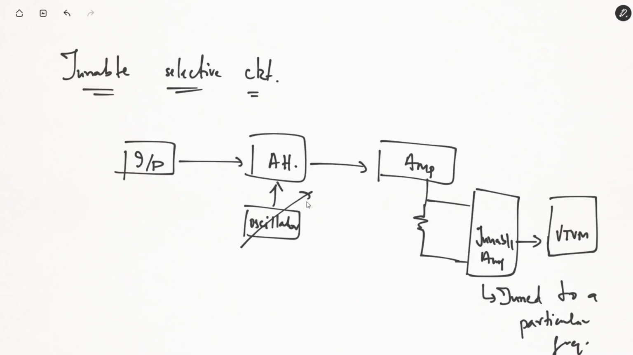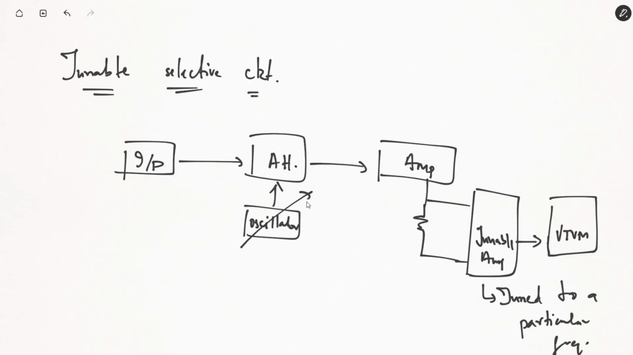So you will only be able to measure the magnitude of the frequency component, that is 150 hertz. Only that frequency component will be passed on from the tuned amplifier while rejecting all other frequency components. So then this goes to the meter. This meter here is a vacuum tube based voltmeter, VTVM. That will give you the magnitude of that particular frequency component.